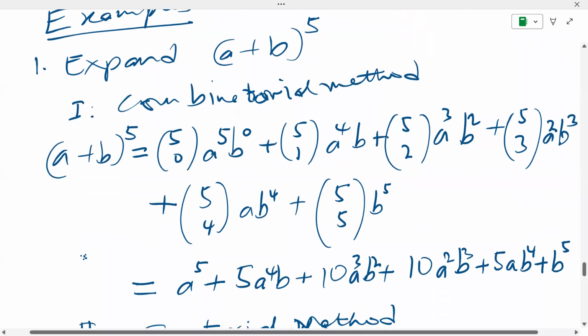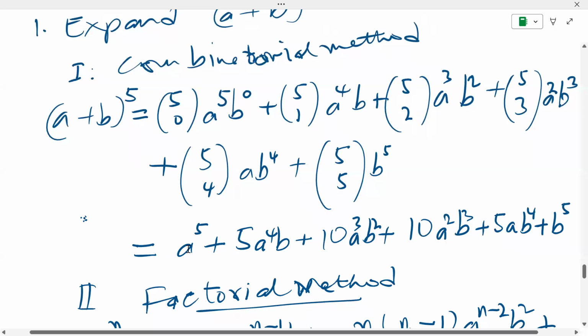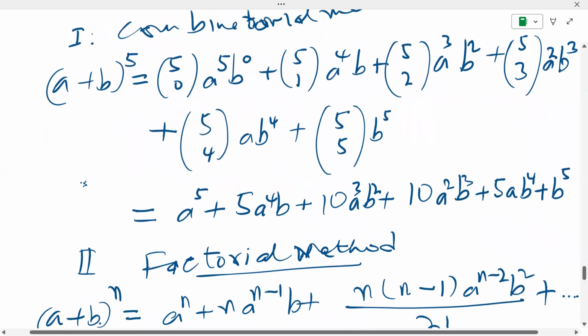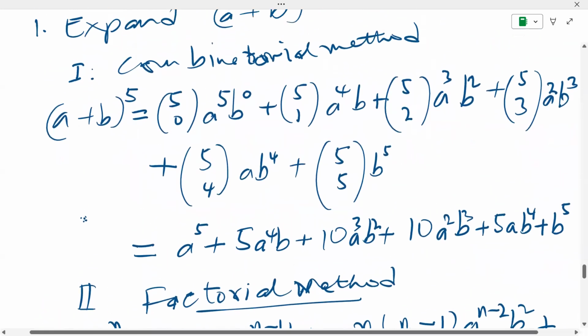If you take your time and compute, we shall get a raised to the power 5, plus 5, a raised to the power 4, b, plus 10, a raised to the power 3, b raised to the power 2, plus 10, a raised to the power 2, b raised to the power 3, plus 5, a raised to the power 1, b raised to the power 4, plus b raised to the power 5. So that is the combinatorial method, we can use that and we will get it.